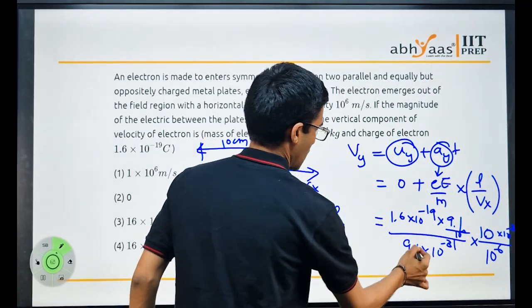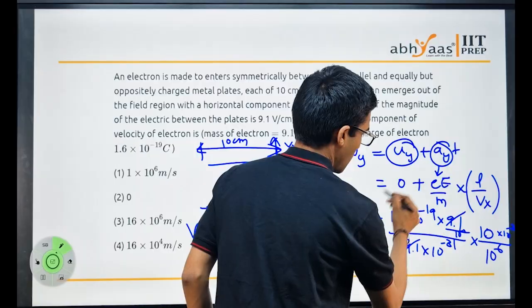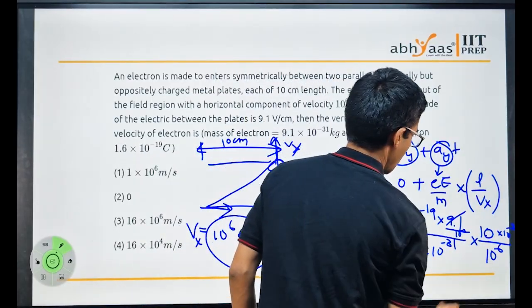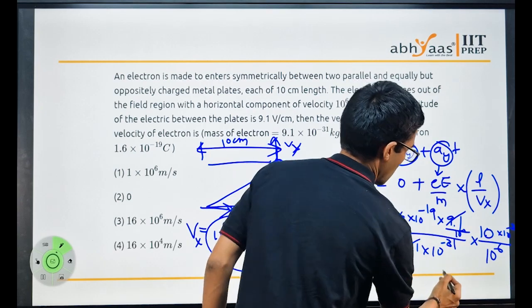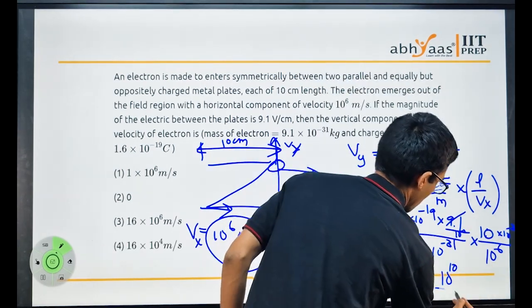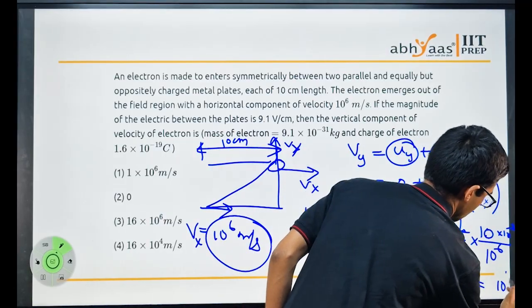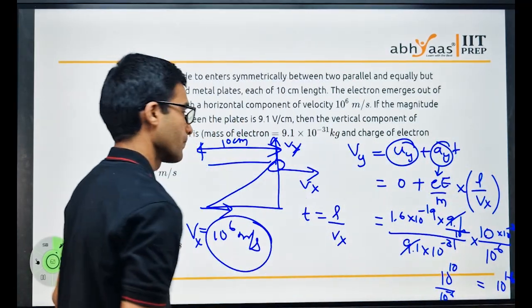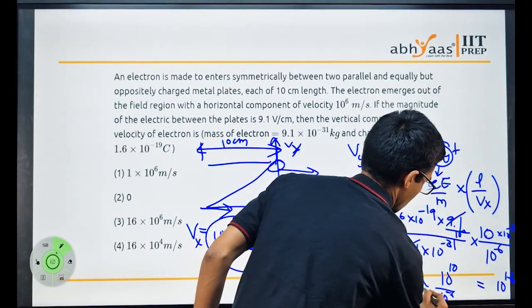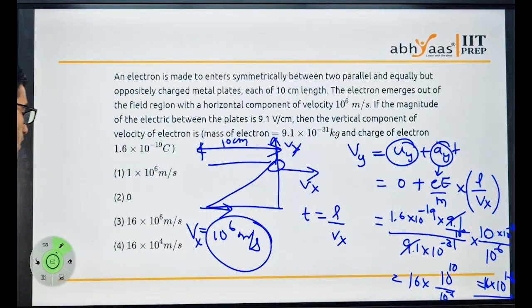So then what happened, 9.1 and 9.1 cancelled, 10 power of minus 31 and 10 power of minus 2, so then this is 10 power of 10. Okay, then 10 power of 6, minus 6, if it is there, it will go to the top, 10 power of 16. Here 1.6 is there and a 10 is also there, so you will get 16 here. So finally, 16 into 10 power of 16 meter per second is the answer.